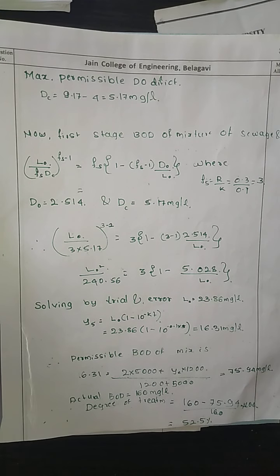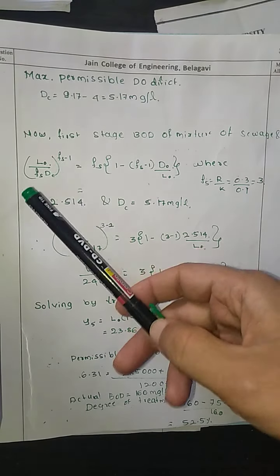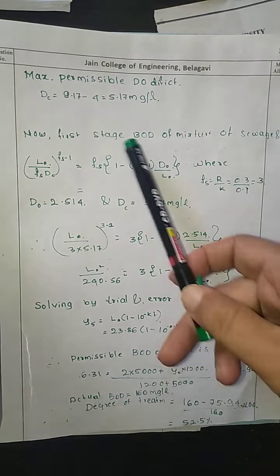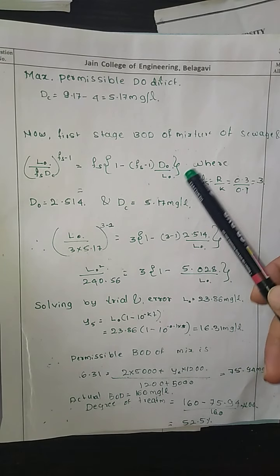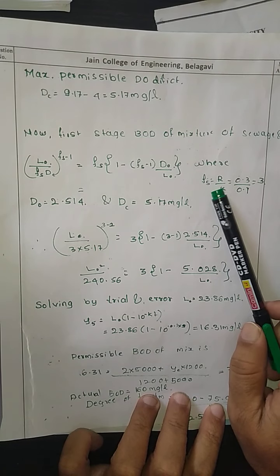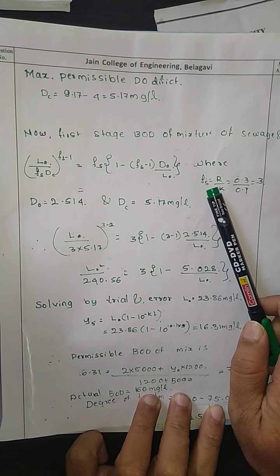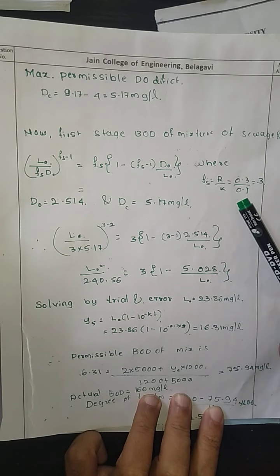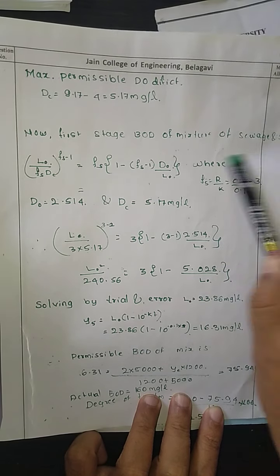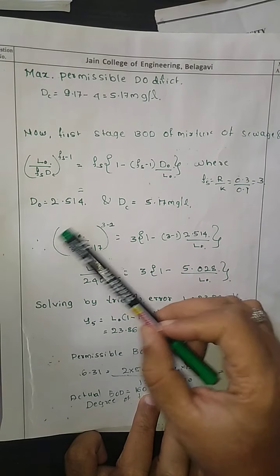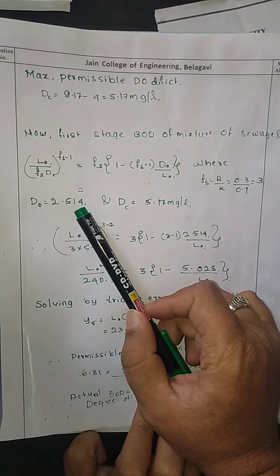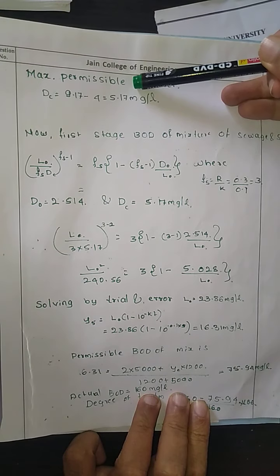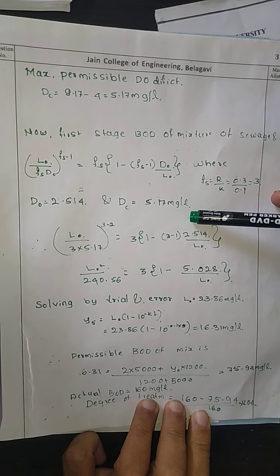Now, using the first stage BOD of a mixture of sewage and stream, we use the formula L0 divided by Fs to the power Dc, and Fs minus 1, is equal to 1 minus (Fs minus 1) into D0 divided by L0. To calculate the self purification constant Fs, we use the formula R divided by K, where R is given as 0.3 and K is given in the problem as 0.1. So we get the self purification constant as 3. Now D0 we have calculated as 2.514, and the critical oxygen deficit we have calculated as 5.17 mg per liter.